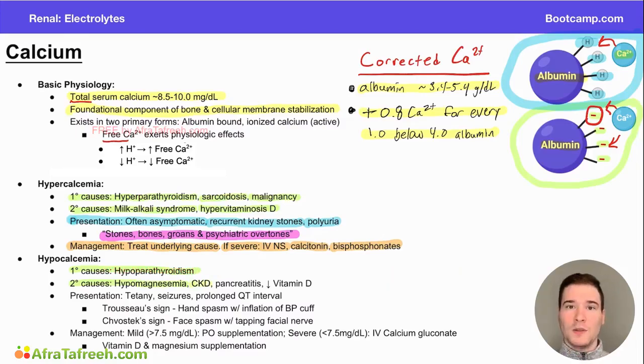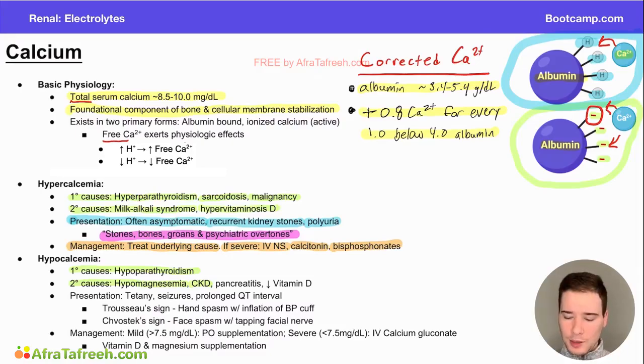CKD can cause low levels of calcium because we do not have healthy kidneys, and thus we have a decreased ability to activate vitamin D because it's in our kidneys, specifically our PCT, where a reaction occurs that turns inactive vitamin D into active vitamin D. So if the kidneys aren't functioning properly, we are unable to perform this reaction.